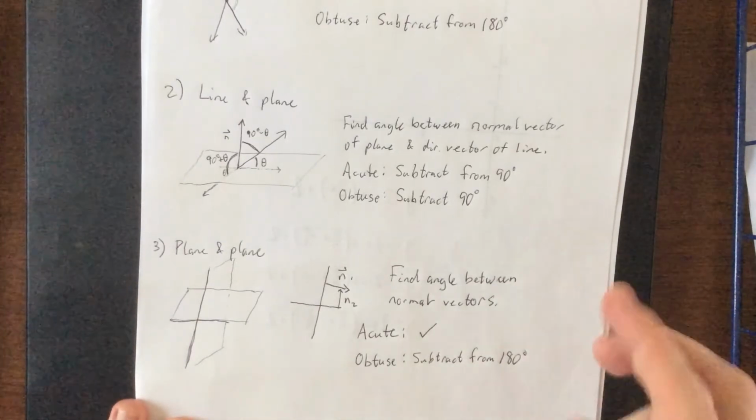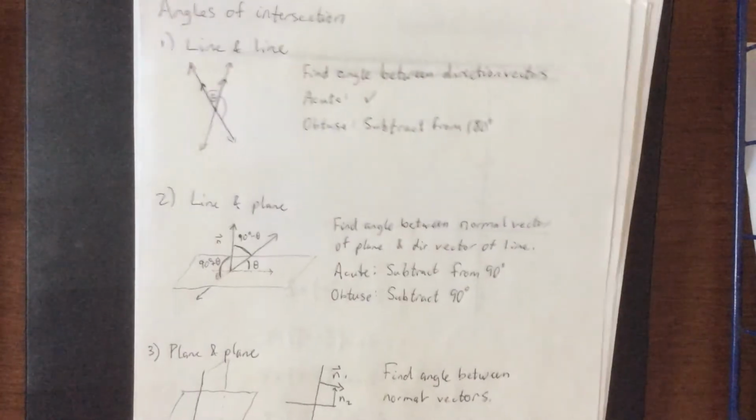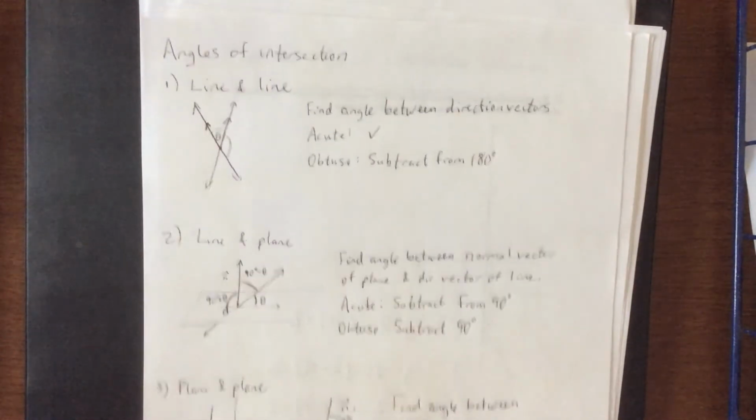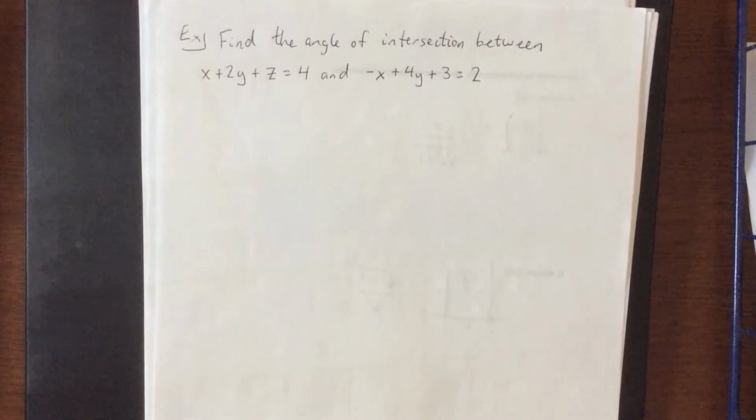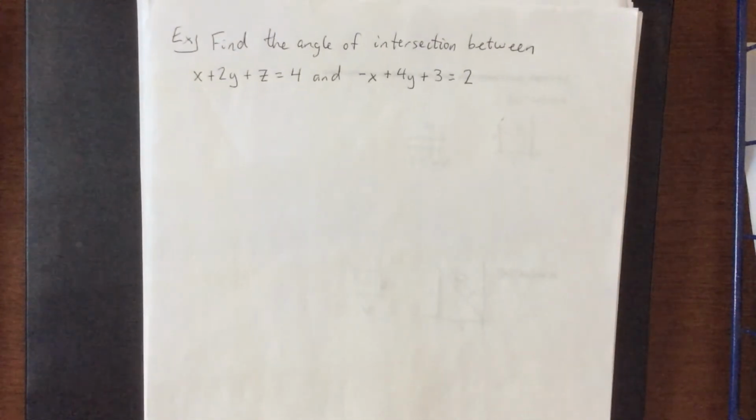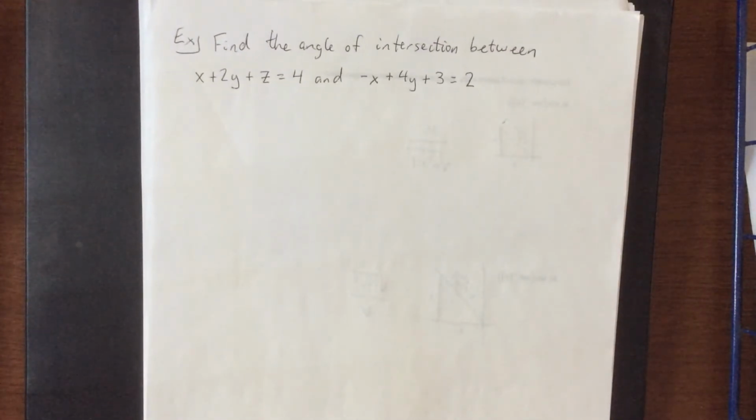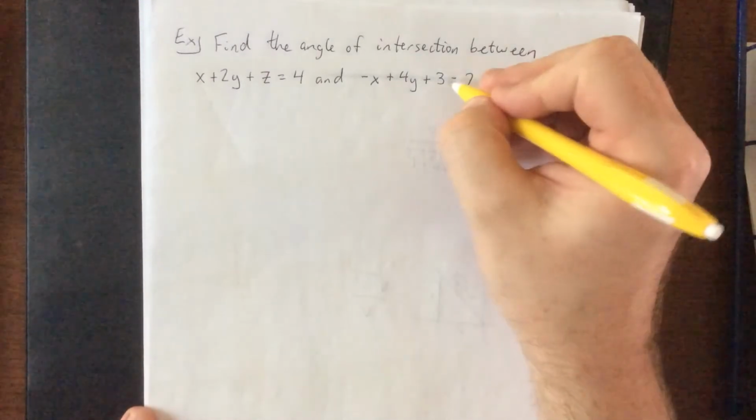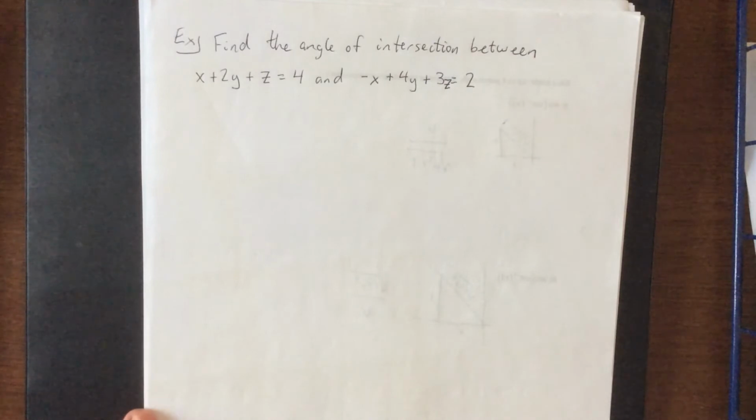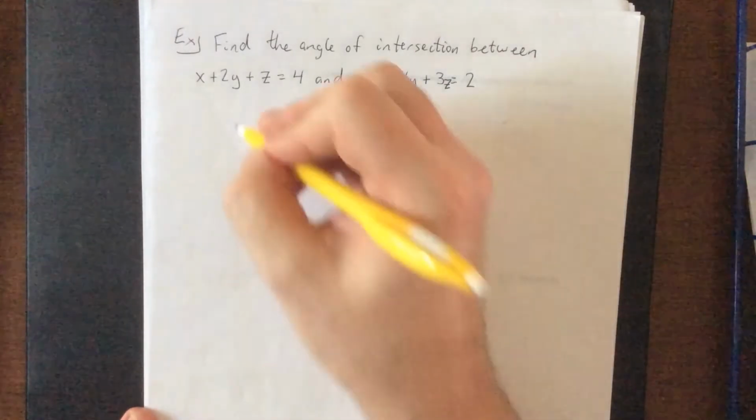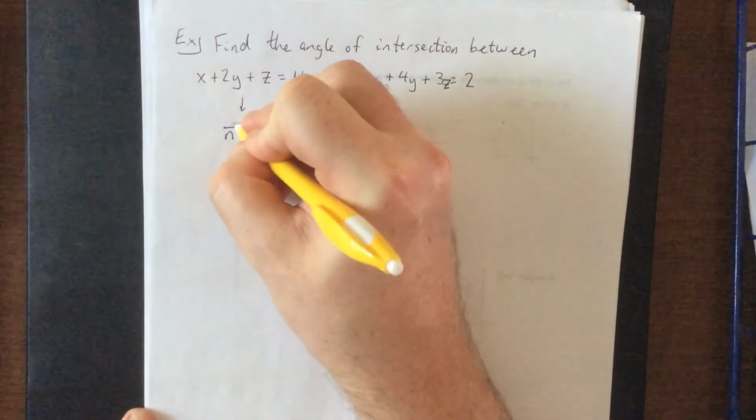So to give you a quick example of how this whole process is going to work, we are going to find the angle between these two planes. We're going to find the angle of intersection between x plus 2y plus z is 4 and negative x plus 4y plus 3z is 2. So first thing we'll do is grab the two normal vectors.